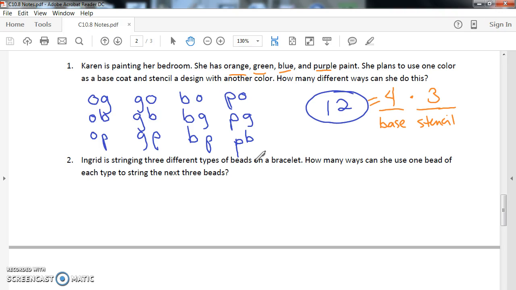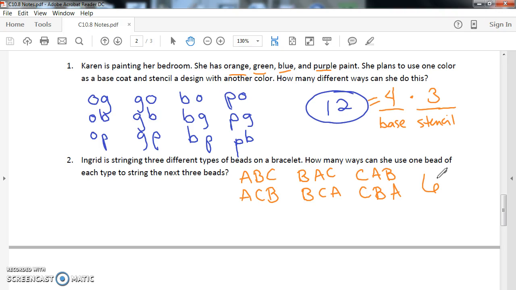Ingrid is stringing 3 different types of beads on a bracelet. How many ways can she use one bead of each type to string the next 3? So if we call them type A, B, and C, then she could do an A bead and then a B and then a C. Or she could do an A bead and then a C and then a B. Or B, A, C. Or B, C, A. Or she could start with C and have C, A, B or C, B, A. That would be 6 different options.